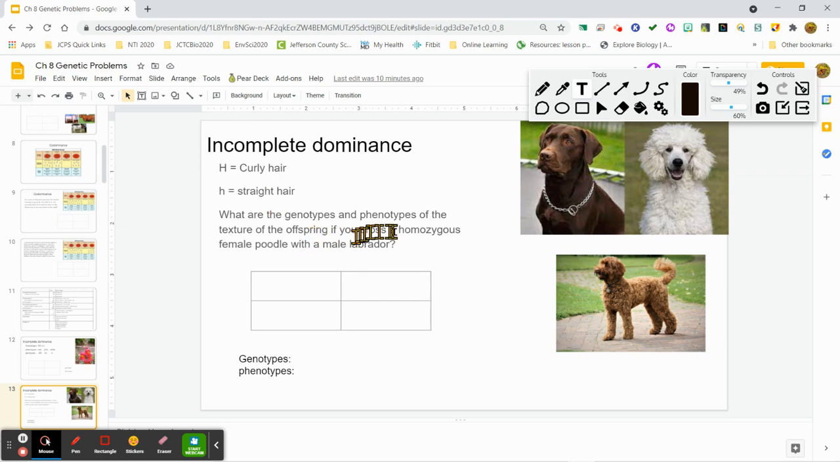And then it says, what are the genotypes and phenotypes of the texture of the offspring if you cross a homozygous female poodle with a male Labrador? All right. So he has straight hair, right? So you know that he is little h. This is going to be the dad. And she has curly hair, so she's going to be big H. And then you're going to do that cross.